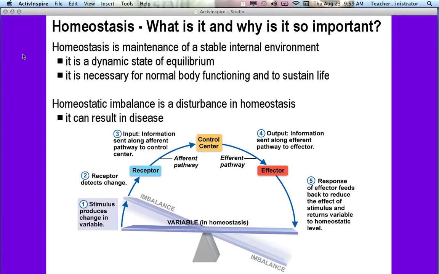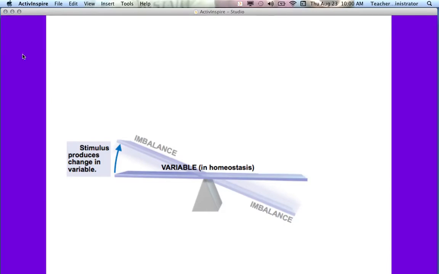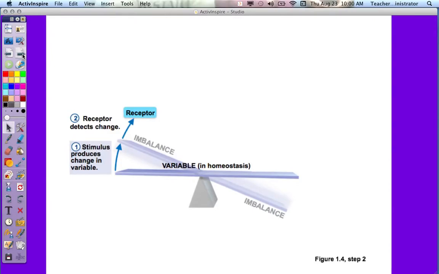So we want to learn about how you maintain homeostasis. Well, one of the characteristics of life is that you can respond to your environment. And so you start with a stimulus that's going to produce some kind of change. It could be anything from going outside into bright sunlight, or you start exercising and your body is lacking oxygen. And that stimulus is received by a receptor. That receptor detects the change. Usually receptors are things like your sensory organs, but it can also be internal receptors within different organs in your body.